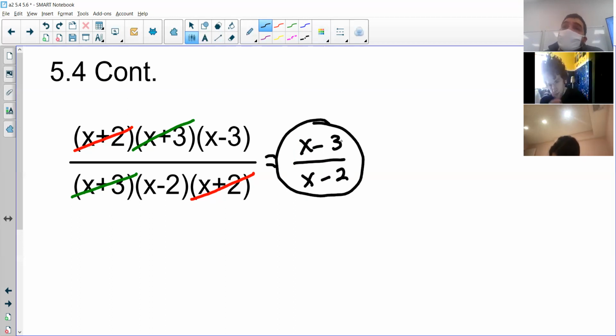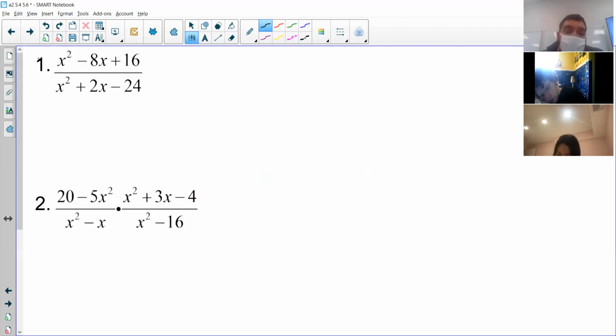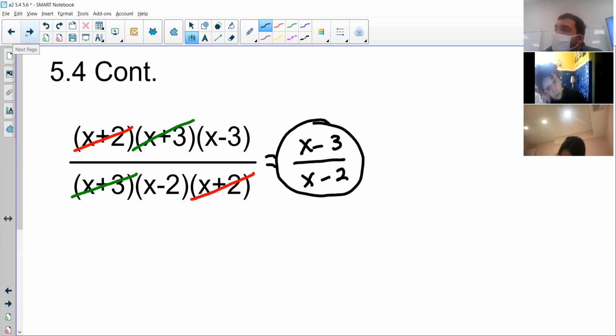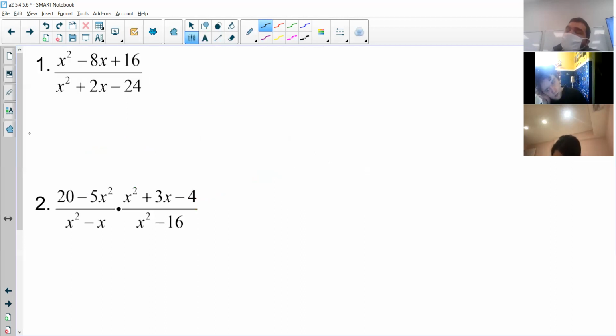All right. So this is nice and simple when it's all factored out, but then you don't always get it factored out. Alyssa, got this now? All right, next step, copy down problem number 1.